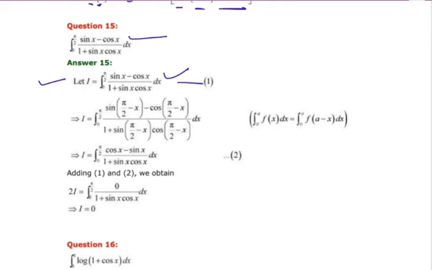So I equals the integral from 0 to pi by 2, again by using property number 5, f of x can be written as f of a minus x. So convert all the terms to pi by 2 minus x. Sine converts to cos, cos converts to sine, and in the denominator also sine converts to cos and cos to sine. Take it as equation 2. Adding 1 and 2, in the numerator the plus and minus get cancelled, it is 0. The denominator has a common term, 1 plus sin x cos x. So anything divided by the denominator with 0 numerator is 0 only.